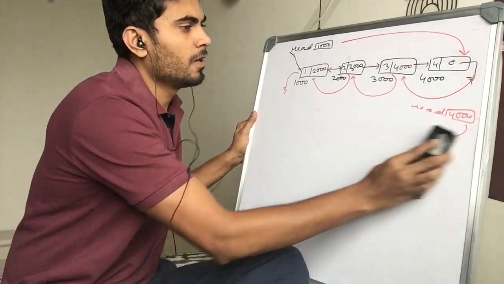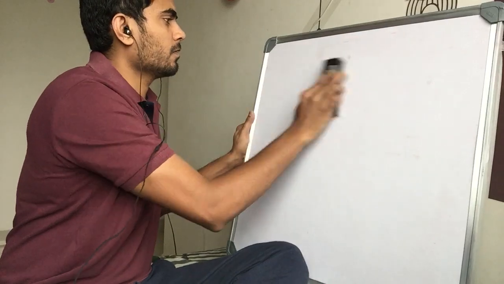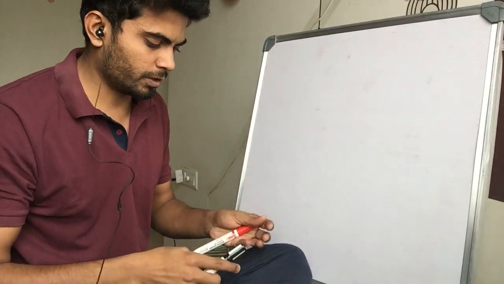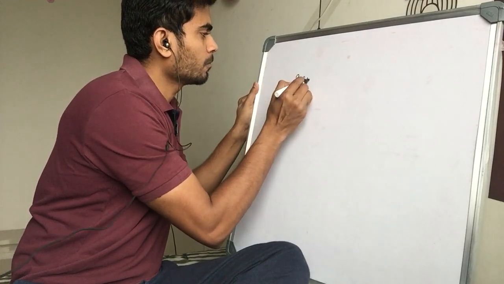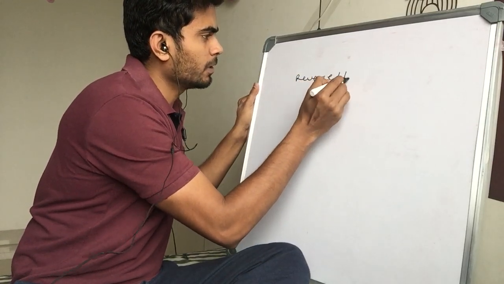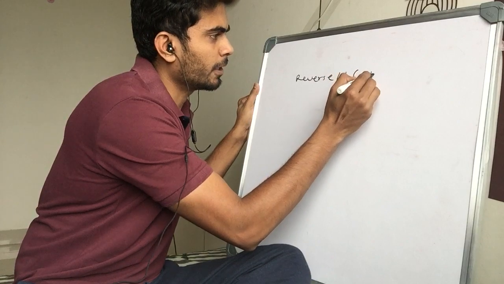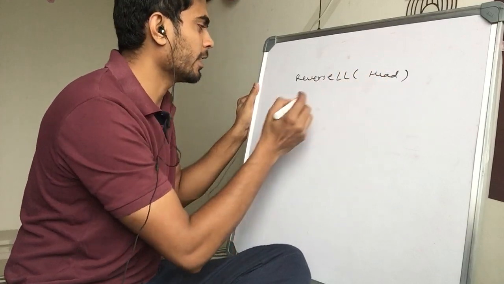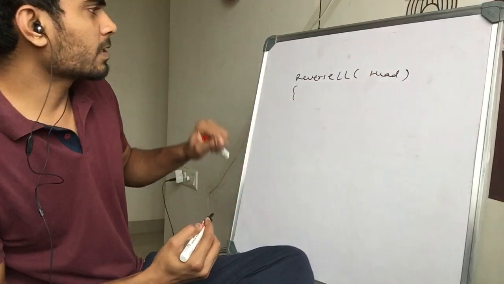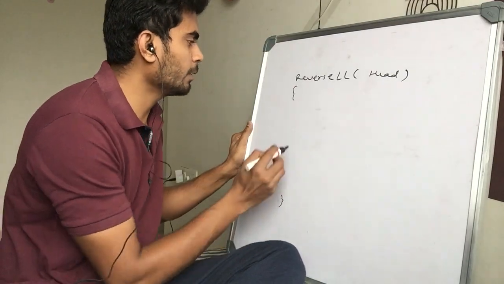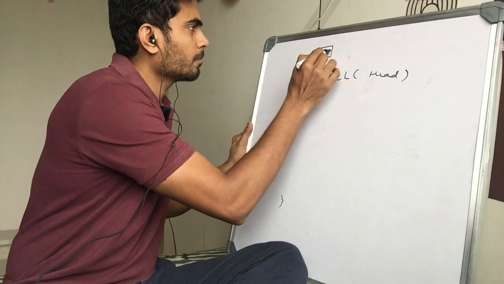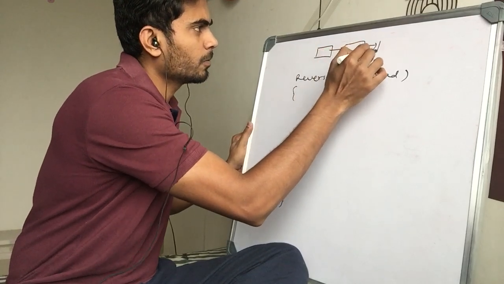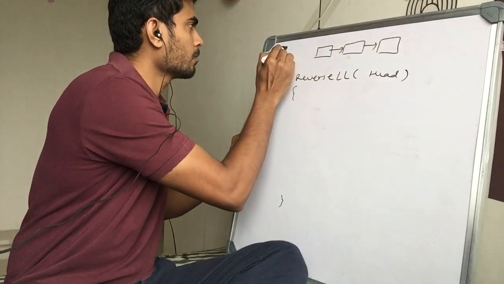So okay, let's see, can I do this in this lecture? Okay, let's try. Reverse linked list, and this is the pointer head. Okay, I'm not writing the type all the time now. So reverse linked list, and how will we be doing this? For this we need basically 3 pointers.